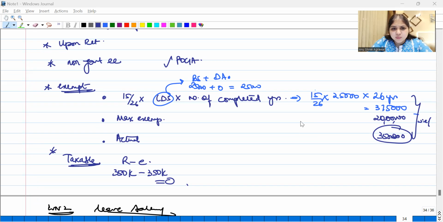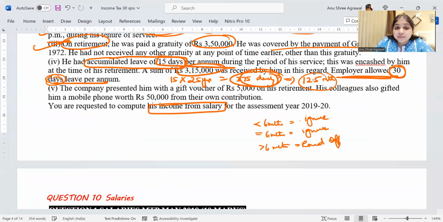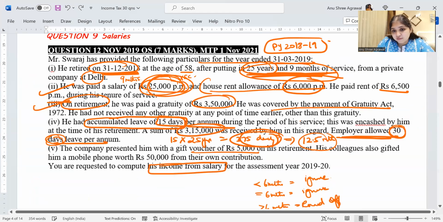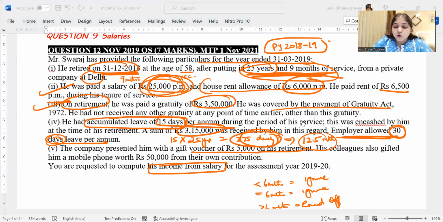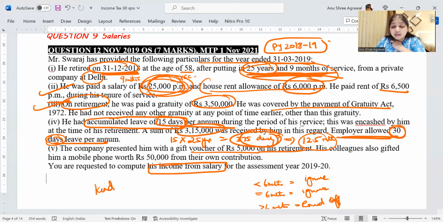Can I take you to the next adjustment now? One more adjustment we have over here. Yes, guys, look at this. Company gave him a gift voucher of 5,000 on his retirement. His colleagues also gifted him a mobile phone. What will you do with this gift voucher? Guys, first of all, gift voucher is going to be considered as gift in kind, right? Gift voucher is considered as gift in kind. Now, gift in kind up to 5,000 is going to be exempt.